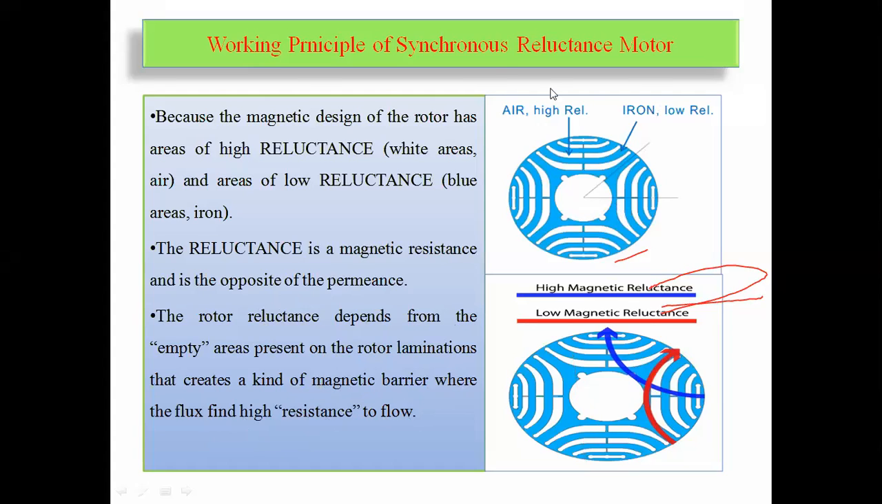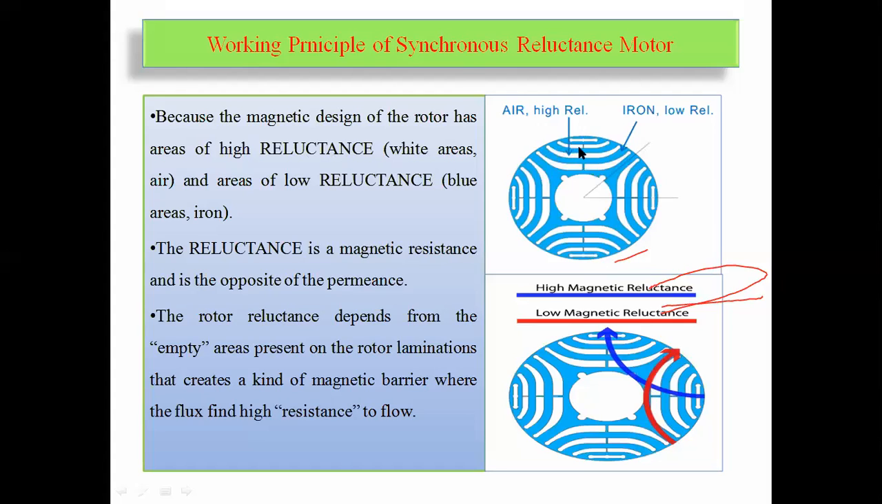Okay, when I give supply to the stator side, what will happen? Flux is created in the rotor side. But as I said, there is no winding in the rotor, so this rotor is rotated with the help of the reluctance torque. Now, how is this reluctance torque produced? We will see in this figure. Once the stator current is flowing through the stator side, the flux is produced.